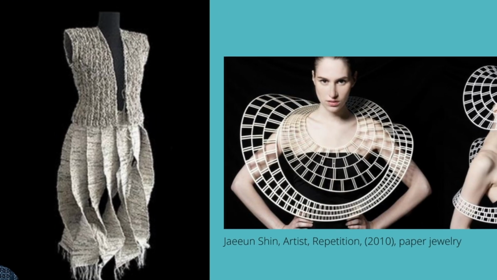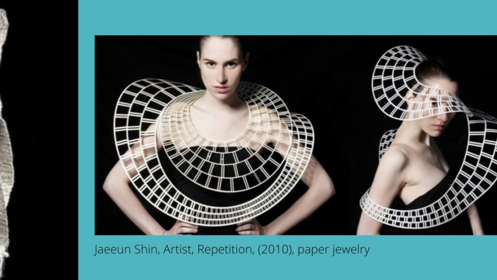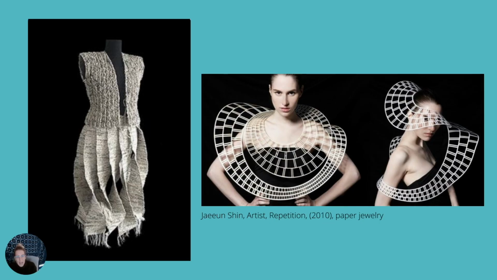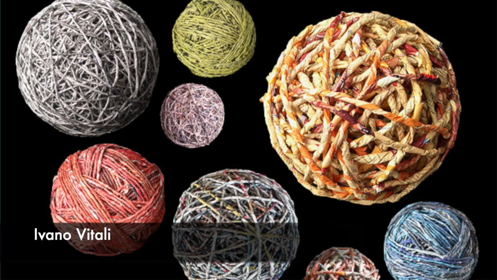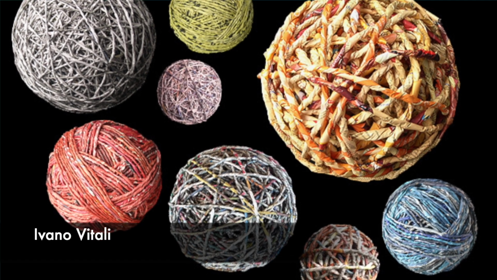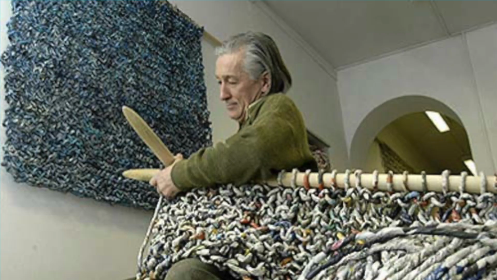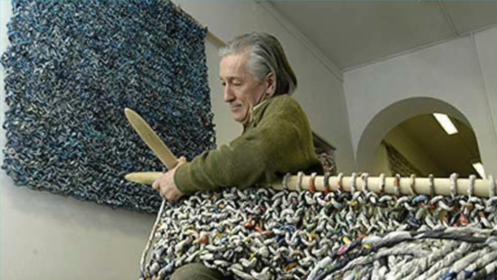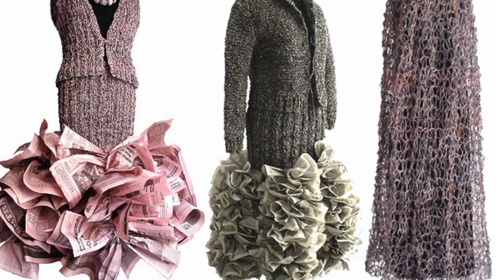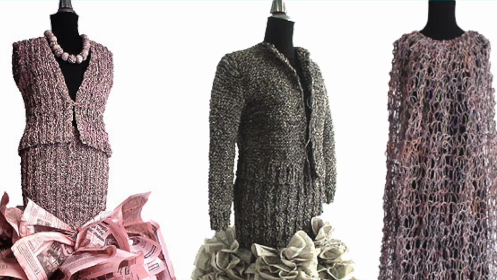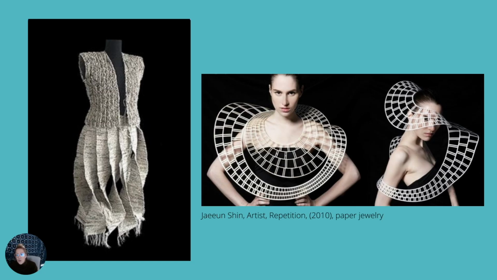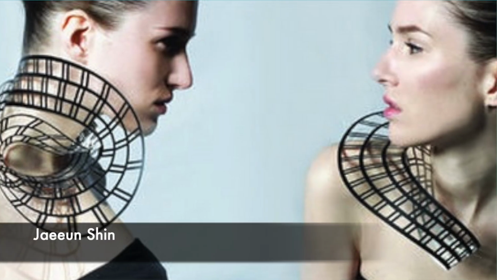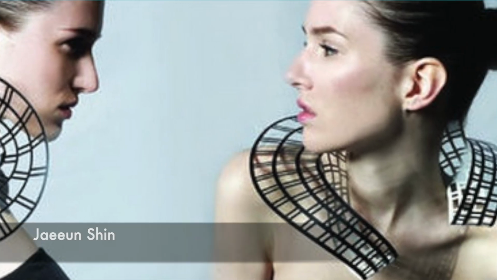Shown here are just two examples of artists that use paper in their work very differently. On the left, we see Italian sculptor and ecologist, who's also a performance artist, Ivano Vitali, who creates color-coded balls of yarn from the daily newspapers that they read, and then uses handmade knitting needles to weave these really extraordinary full-sized creations that are worn on the body. And then on the right, we see Jae-in Shin, who creates these really structural pieces of body ornamentation that mimic wire in shape and form, but are really constructed out of paper.